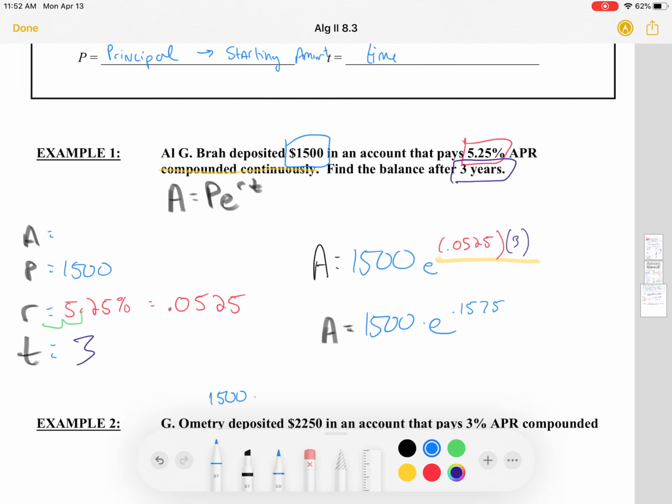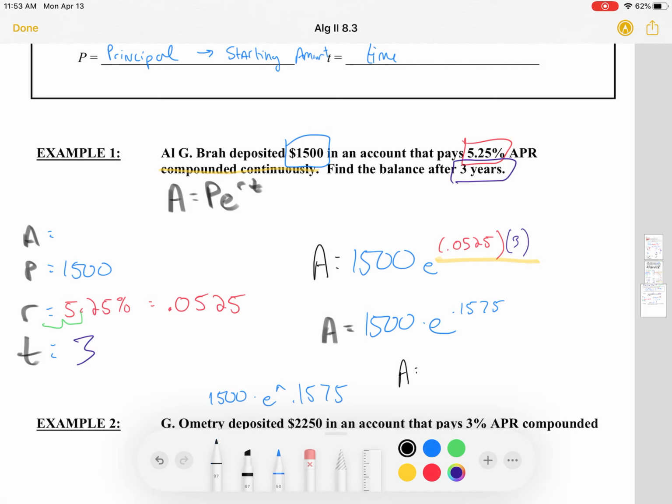You're going to type this into your Google calculator to get your final answer: 1,500 times E caret 0.1575. You should pause the video now and try it. Don't just wait for me to do it. You're going to need some practice doing this. Okay, if you've resumed, I'm typing in right now 1,500 times E raised to the 0.1575 power.